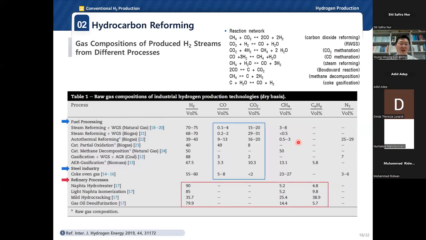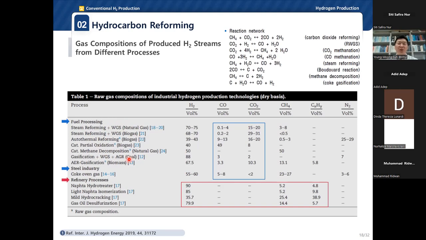Okay, see this slide here. I have to mention this table first. So pure processing, this is group one, and steel industry, group two, and the final process is group three. So I mentioned this one, the steam reforming and water gas shift reaction over here, in case of natural gas, in case of biogas, and also autothermal reforming, partial oxidation, and methane decomposition, and also gasification, water gasification reaction, and so on. Those processes are used for industrial hydrogen production.